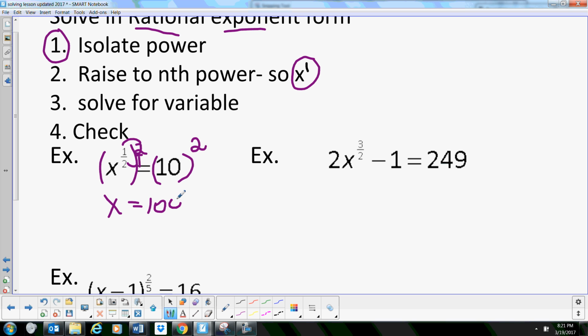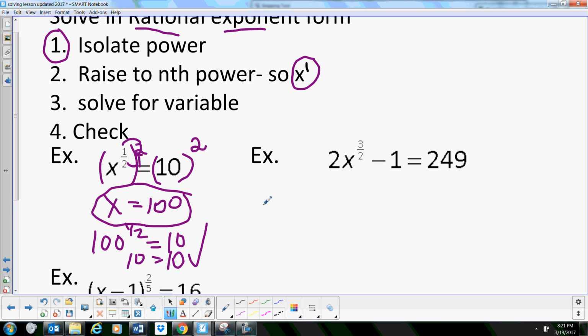And let's check it. Is 100 to the 1/2 power equal to 10? And that is true. So that one checks out. So our answer is 100. Okay, so let's look at one that's a little more involved.